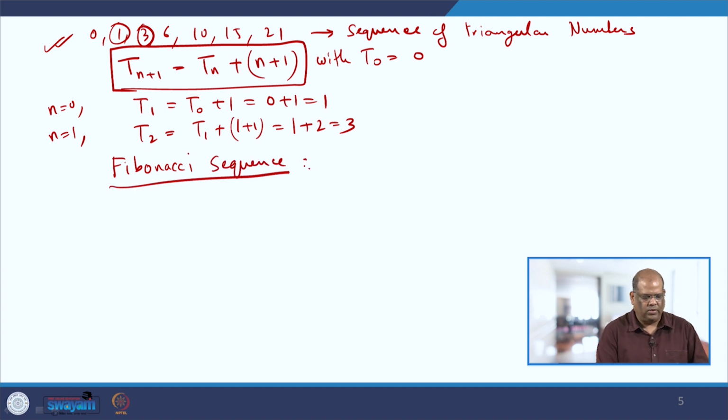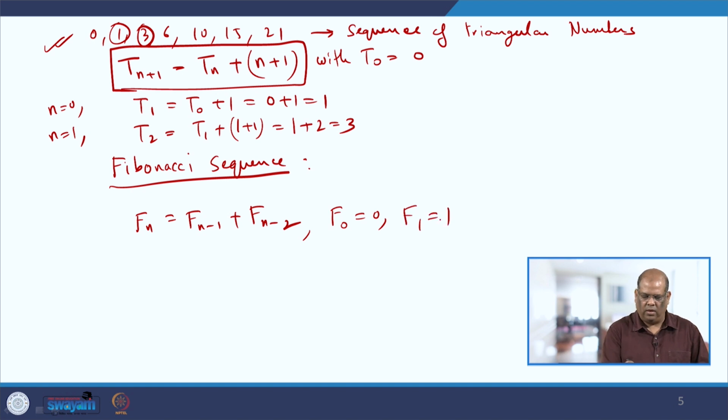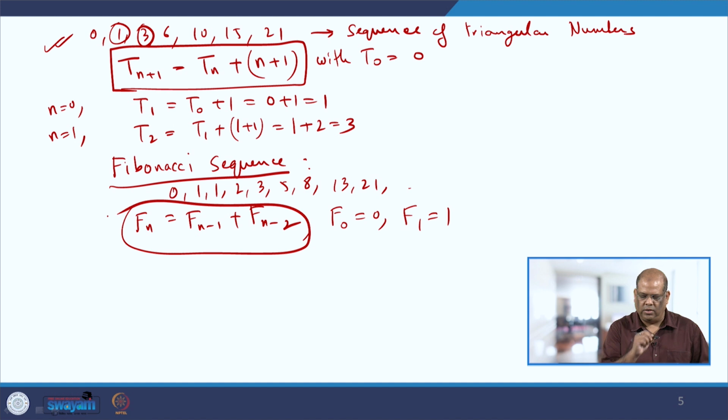So, here the recurrence relation is Fn equal to Fn minus 1 plus Fn minus 2 with the initial values F0 equal to 0, F1 equal to 1, and the sequence is 0, 1, 1, 2, 3, 5, 8, 13, 21 and so on. As usual, if you want to generate the Fibonacci sequence, you have to use this recurrence relation or difference equation, and here two initial values.